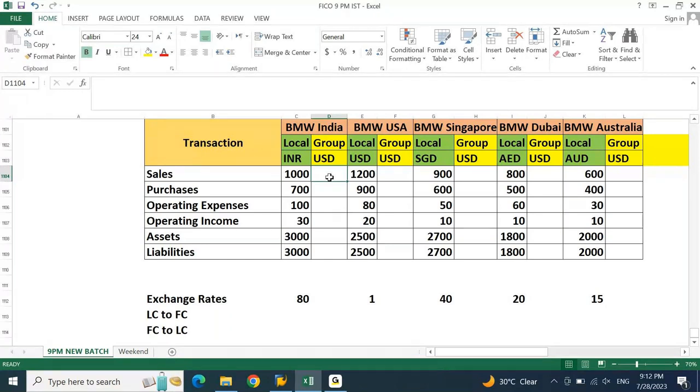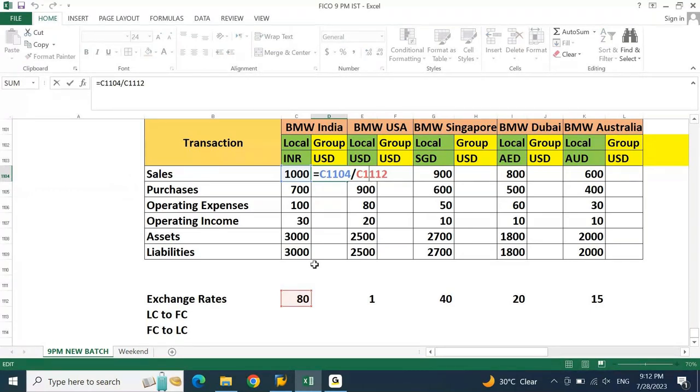Now how will you come to know whether you need to divide or multiply? Only when you have clarity from which currency to which currency you are converting, which means what is your local currency, what is your group currency. Looking at two currencies is not sufficient. You have to understand what the exchange rate is, whether it is your local currency to foreign currency rate or foreign currency to local currency rate. Mostly we will be talking about foreign currency to local currency rate. So here I need to take this local currency and divide by this rate. This logic I will explain. This will be 12.5.